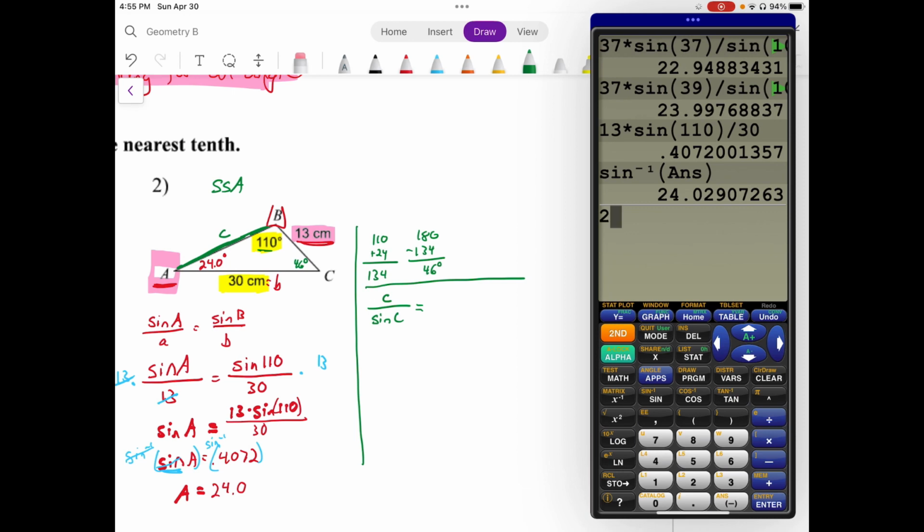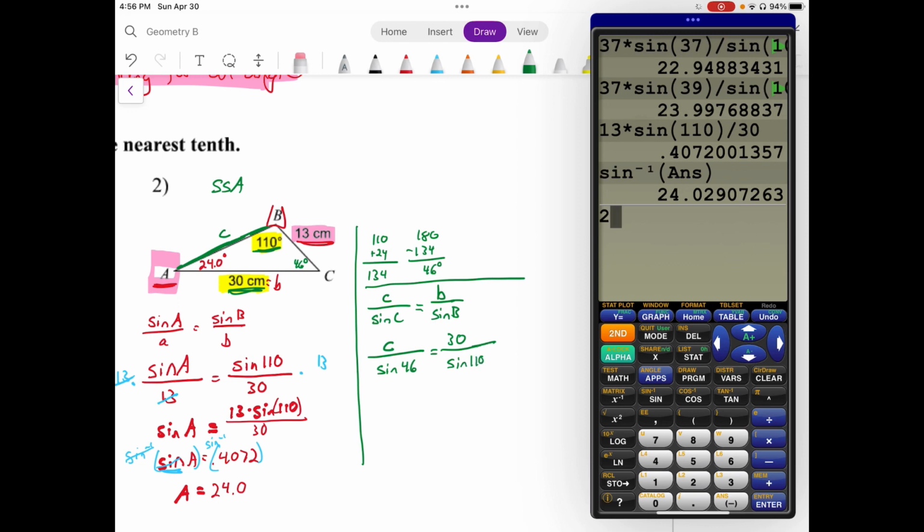I like to go back to these ones that I have highlighted because those were given to me. My 24.0 degrees was actually rounded. It wasn't exactly 24.0, it was 24.02902 or 7263. So I like to go back to the exact ones. So I'm going to do B over sine of B. So that's the equation I'm going to use. I'm looking for side C, and I know the other parts. So sine of 46 degrees equals side B, which was 30, over sine of 110.